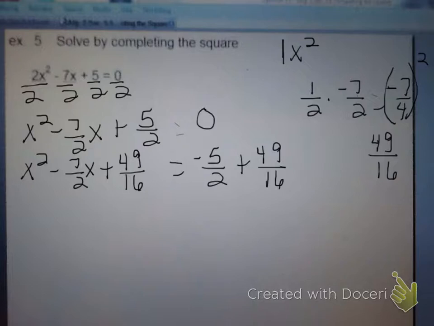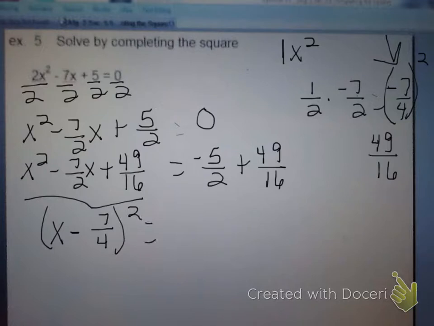Now, this is a perfect square trinomial. It doesn't look like it, but it is. It's x minus, and it's always the half of b. So go over here, it's that negative 7 over 4, quantity squared, is equal to negative 5/2 plus 49 over 16. You can use your calculator to help you get this answer, or you can go to the side and get it. So you get 9 over 16.